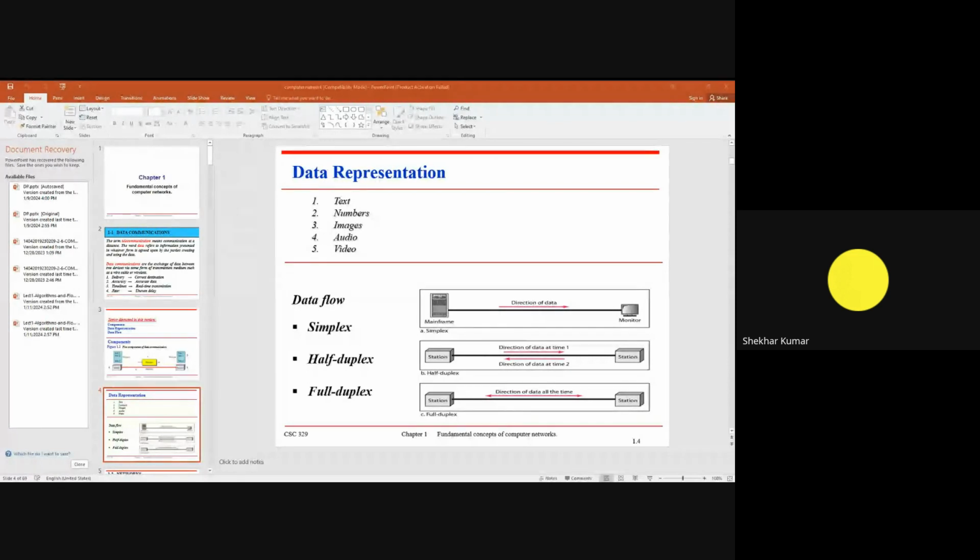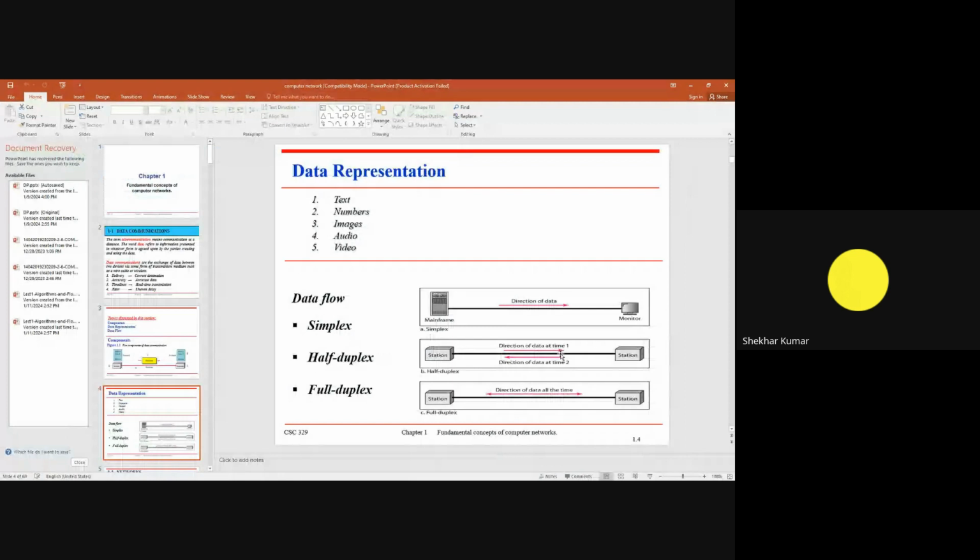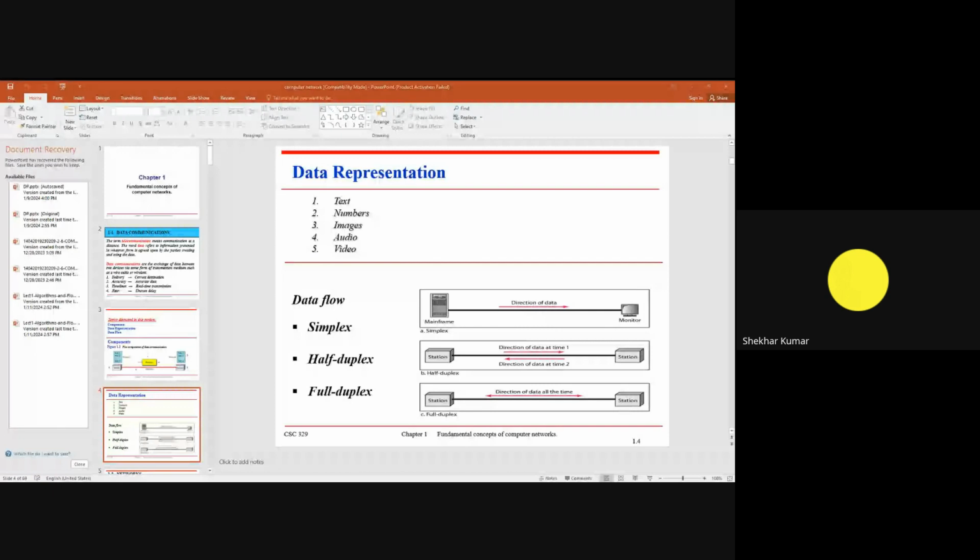The second one is the half duplex mode. In the half duplex mode, you can see the arrow in both directions. So in the half duplex mode, the communication occurs when data flows in both directions, although in only one direction at a time. Data will be transferred in both directions, but only one direction at a time.